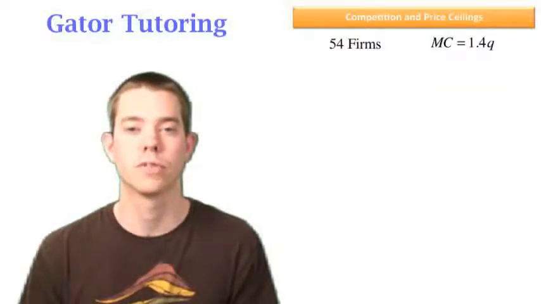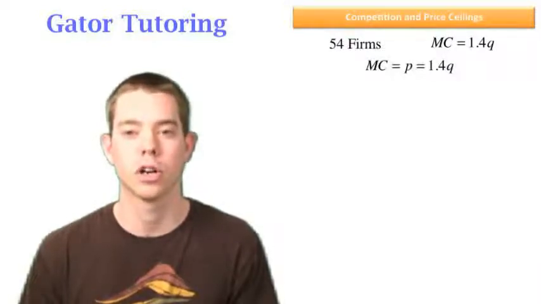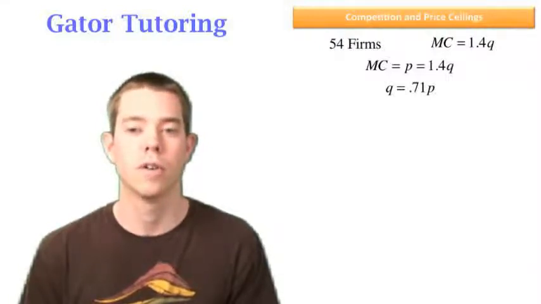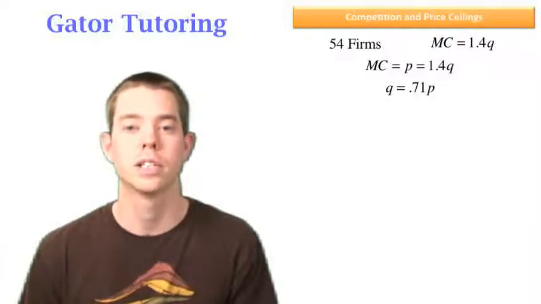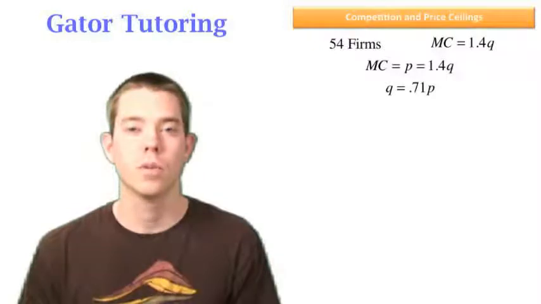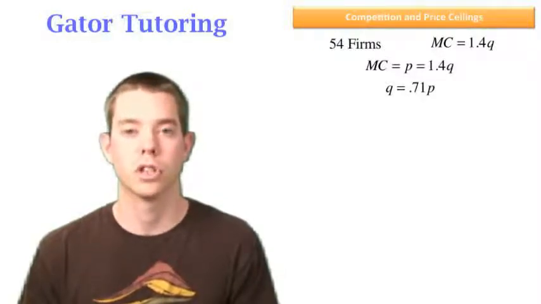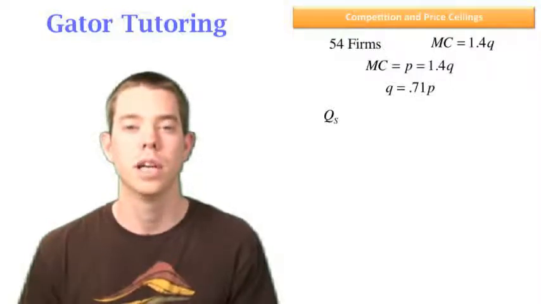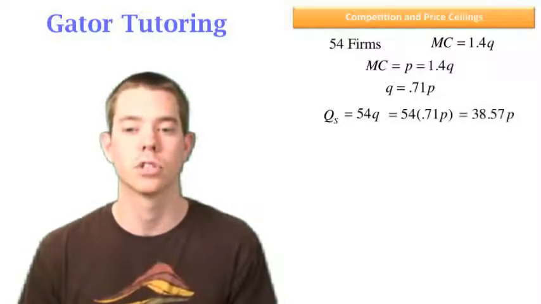So let's start. We know there's 54 firms and their marginal cost is 1.4Q. Further, we know that price is equal to marginal cost when we're talking about perfect competition. We need to solve for Q in terms of P. So price is equal to 1.4Q. We solve for Q in terms of P, and we find that Q is equal to 0.71P. Now let's take a look at what our supply function is. Quantity supplied is big Q, and there are 54 identical firms, so that's equal to 54 little q, where q is equal to 0.71P. So we can plug in 0.71P for little q and find our supply curve, which is 38.57P.